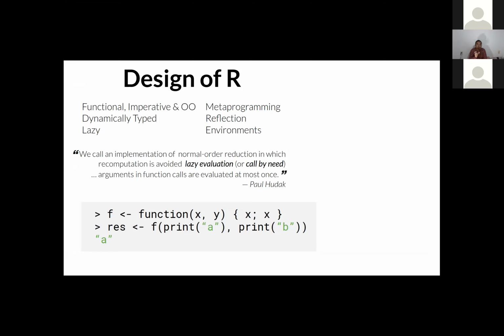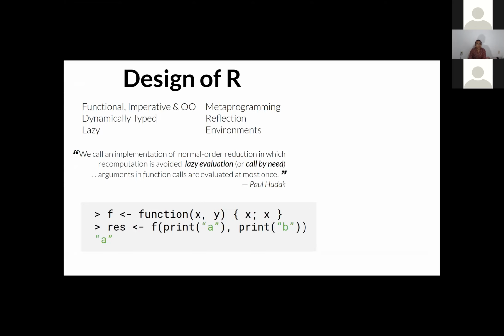And scopes in R are first-class objects called environments. So a function can just take its own scope, its environment, and return it as a first-class object. And the bindings in that environment can be accessed like the environment is a hash table. This talk is specifically going to focus on laziness and its interaction with other features of the language. So let's define laziness first.